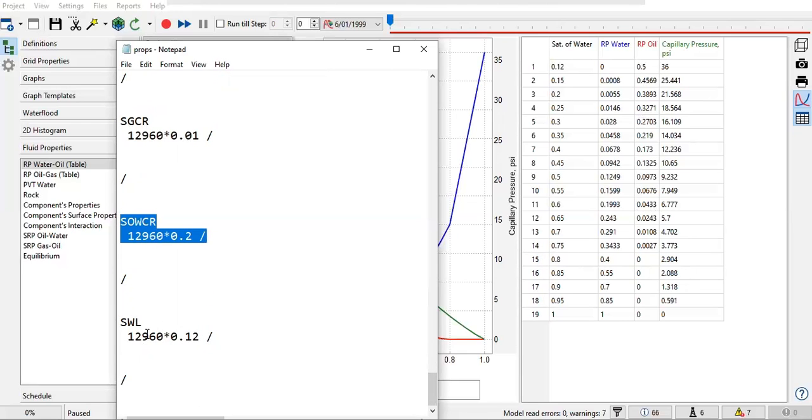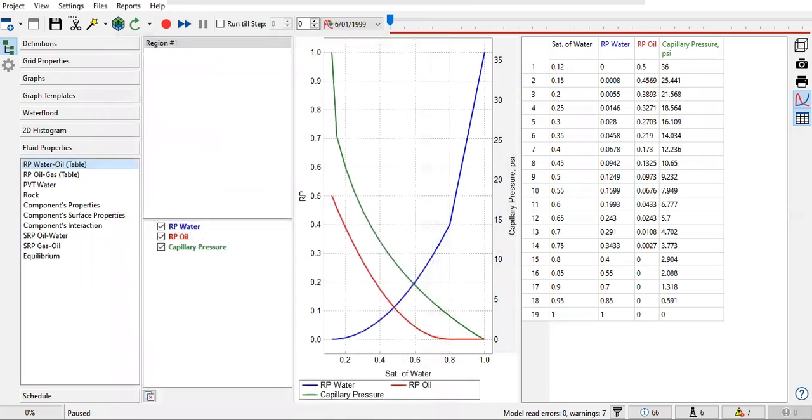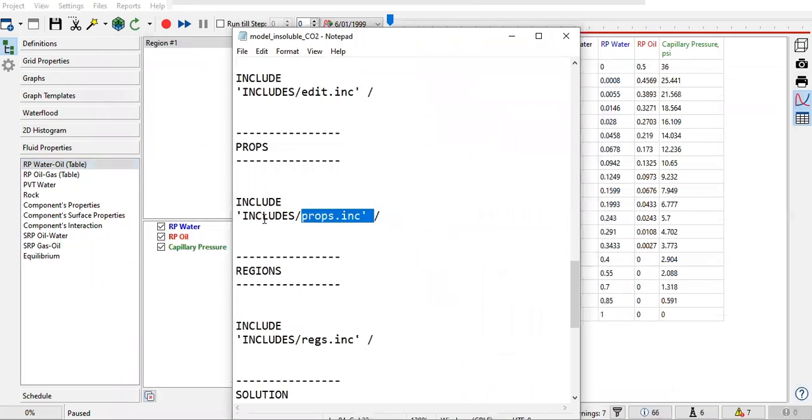And this is the minimal water saturation 0.12, match with this table, SWL. Okay, so that's for the properties. And then what else? We have regions.